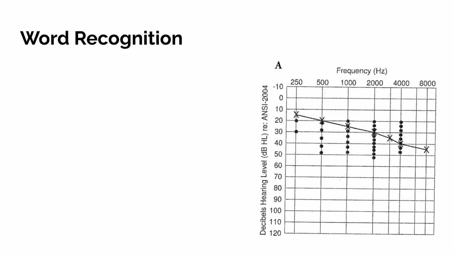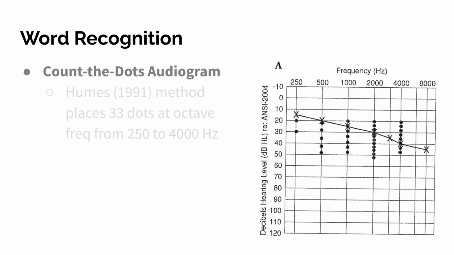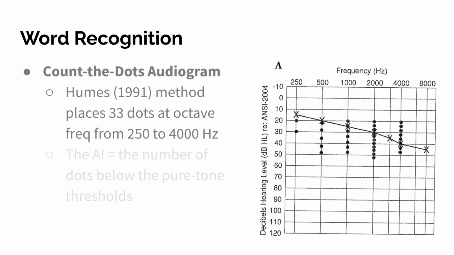So here's an example of an early count-the-dots audiogram by Humes, 1991. He placed 33 dots at octave frequencies from 250 to 4,000 hertz. The idea is you would count the dots above the audiometric thresholds and multiply those by 3.3, and that would give you the percent audibility for the speech intelligibility index at a conversational level.